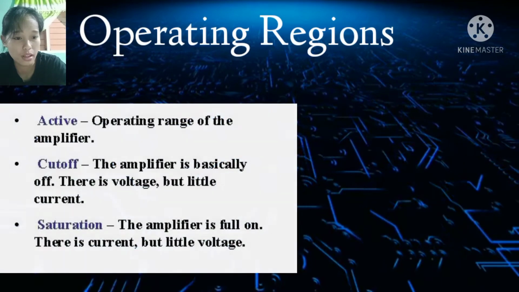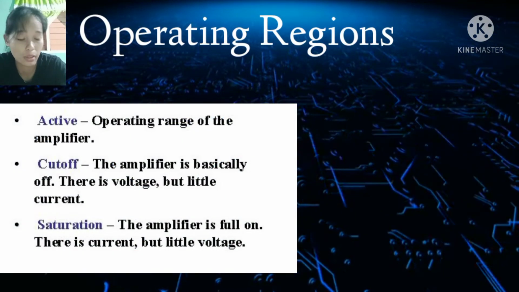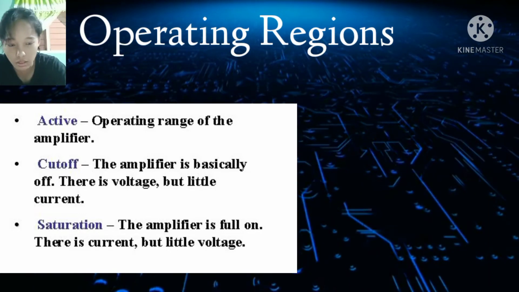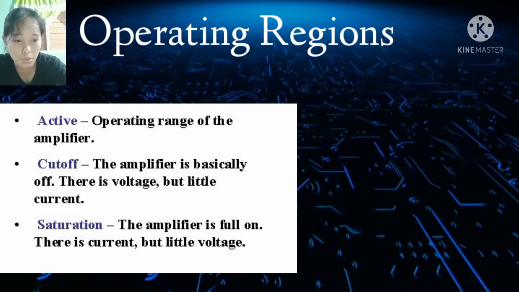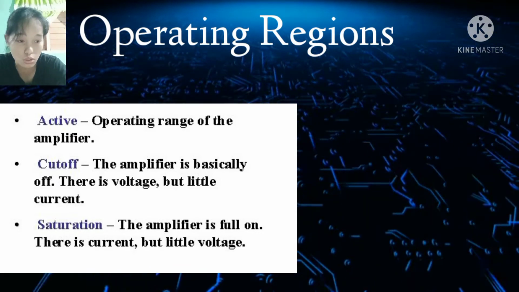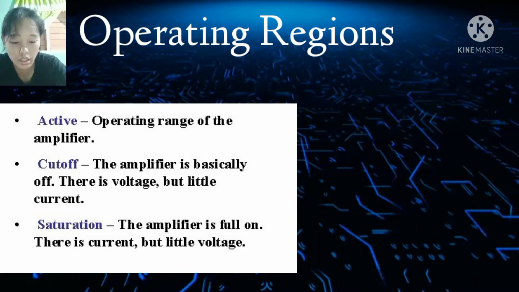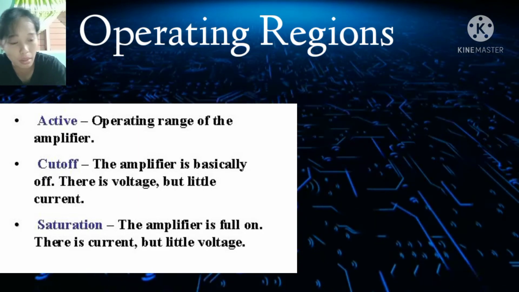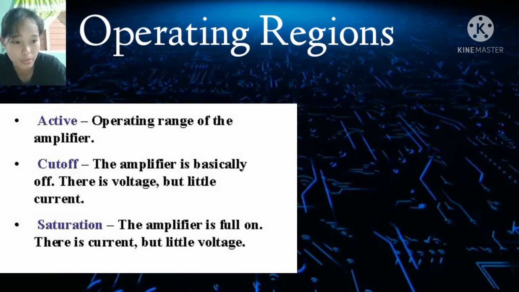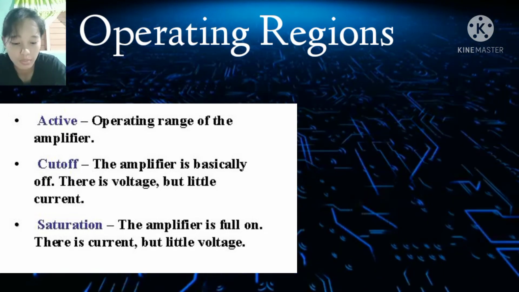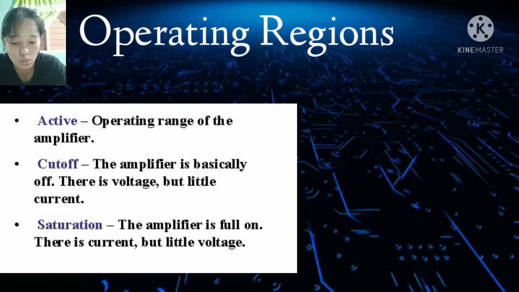Operating regions. We have here three operating regions: the active, cutoff, and saturation. First, the active region. This lies between the saturation and cutoff regions. The transistor operates here only if its emitter junction is forward biased. Now for the cutoff region, the amplifier is basically off. This means the transistor behaves like an open switch.